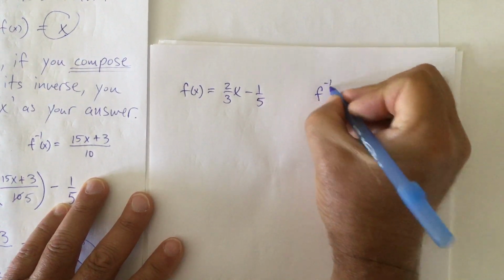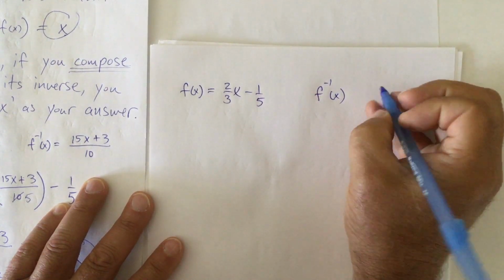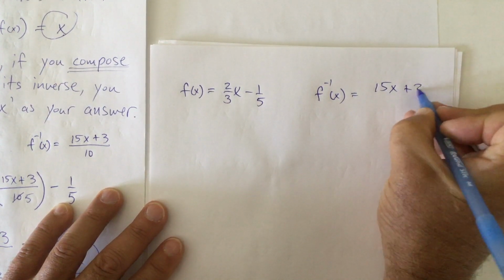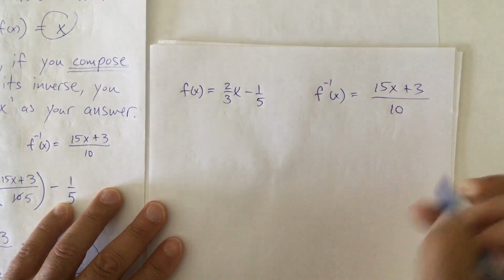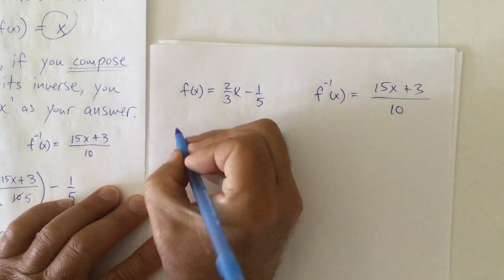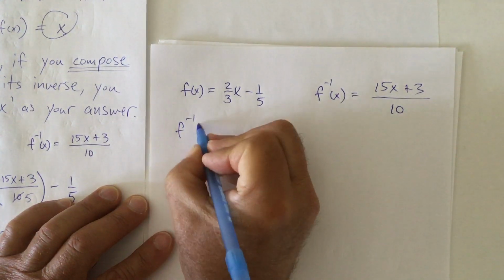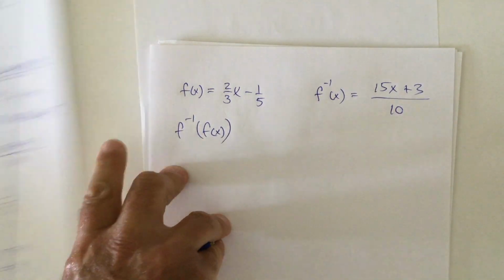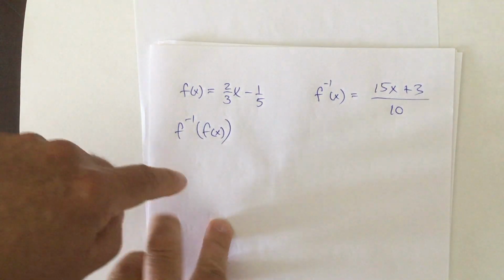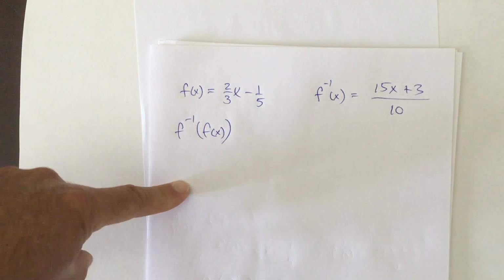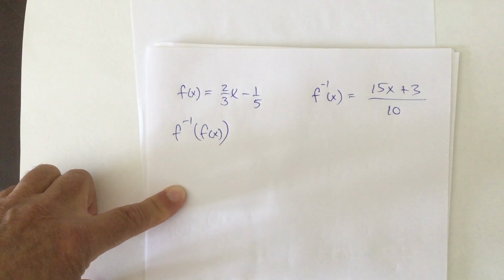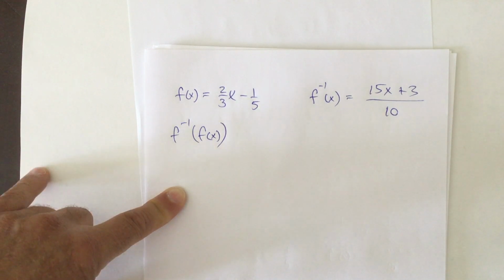What is the inverse that I found? Well, the inverse that I found was (15x plus 3) divided by 10. Now, I could have done it this way to check it. Because the beauty of checking an inverse is, if you graph it, I showed you already how to graph it. It's a visual check. You go, oh, visually that looks stunning.